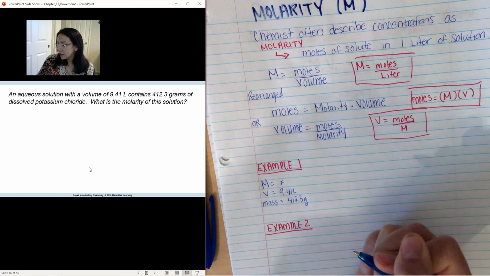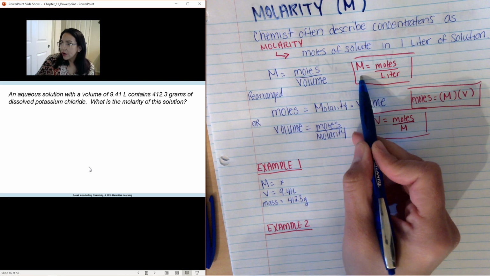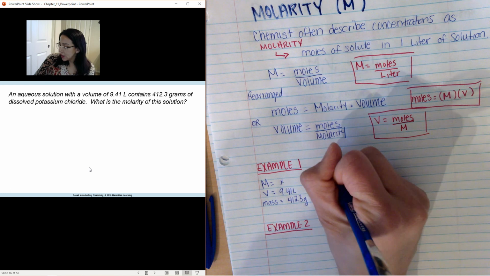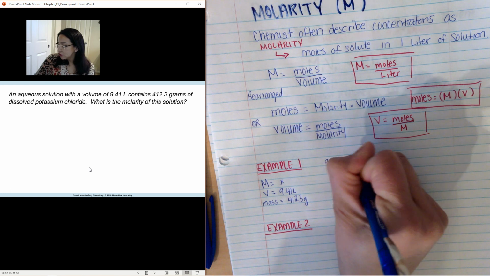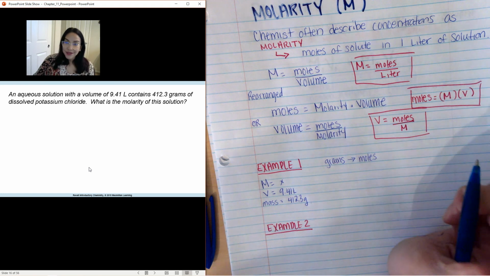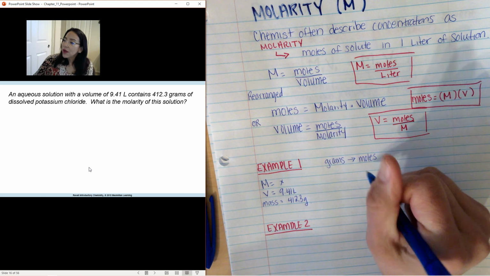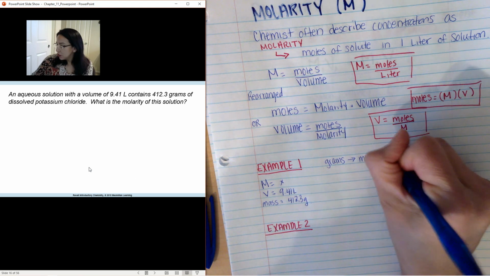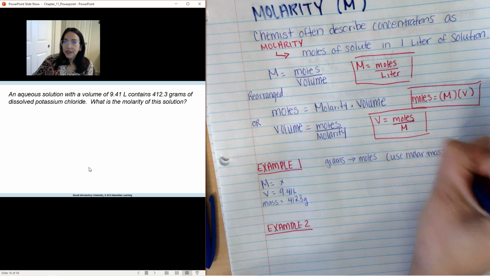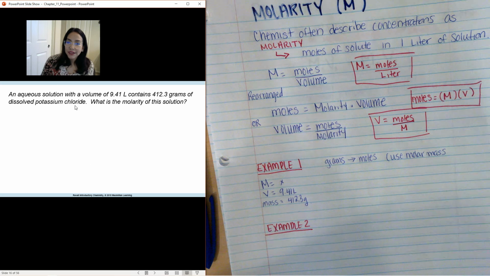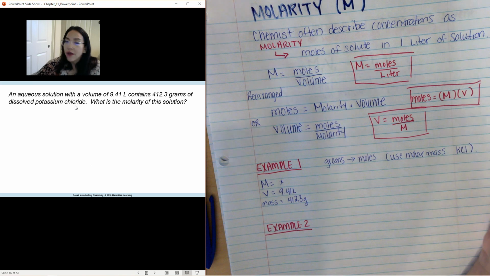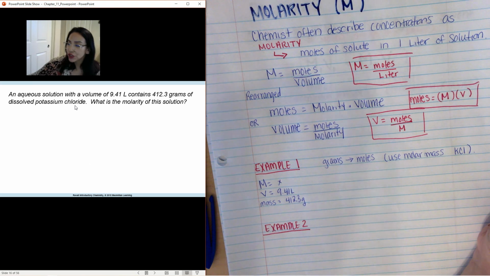Now, remember, molarity is moles per liter, and we're given it in grams. So using basic stoichiometry, we have to convert grams into moles. And yes, as you recall, we have to use the periodic table and we have to get the molar mass. So use molar mass. And in this case, it's the molar mass of potassium chloride. Okay? So every single time you have to convert from grams to moles, make sure you're using that molar mass.